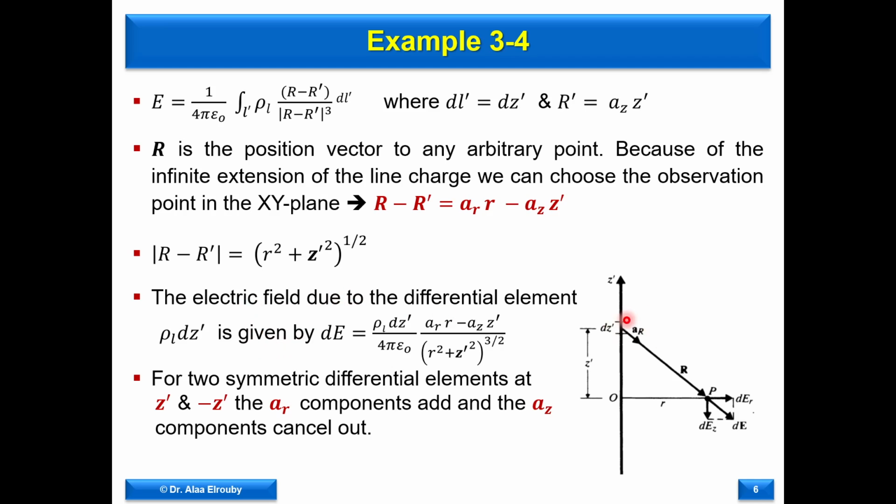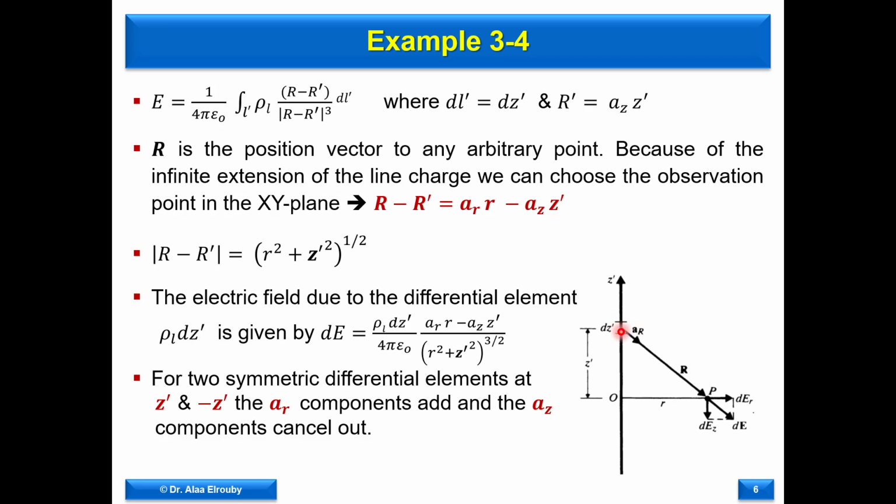So the electric field because of this differential element would have this expression: rho l dl prime, which is rho l dz prime. This is dl. R minus r prime is this expression, divided by this magnitude cubed. The magnitude is to the power of 1/2, like half, so cubed is 3/2. So this is the expression of the electric field caused by this differential element.